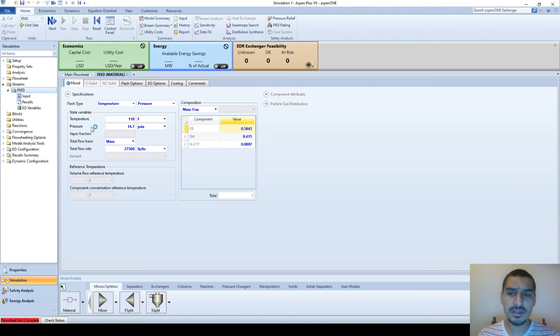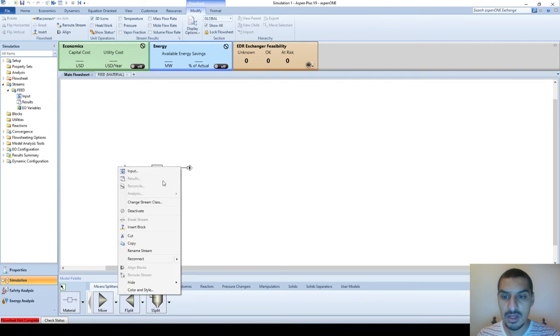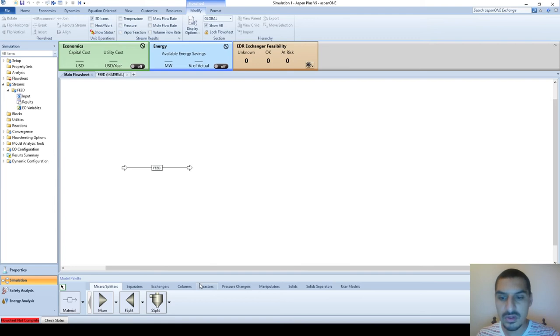I have already defined the feed stream, the temperature, the pressure, the flow rate, and the compositions. And there is one thing that you can do, let's go from here. It's going to be easier. Let's go for stream analysis. It's not allowing because I haven't done that. The file has to be run before going for this.